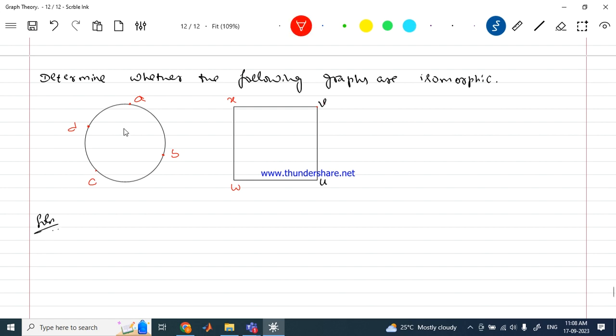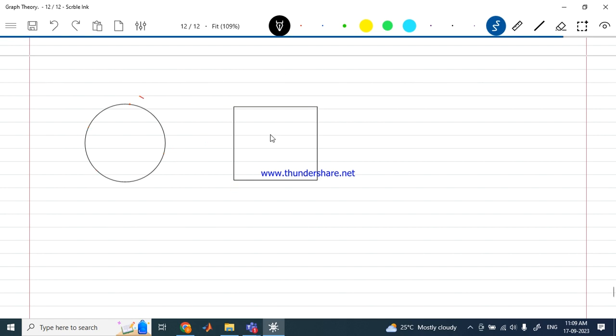Okay, this is my graph G1, and let me call this one graph G2. Now how you should prove the result, I am showing you that. First, check whether you have the same number of vertices. So 1, 2, 3, 4, same number of vertices. If you have the same number of vertices, only in that case isomorphism is possible. Please keep that in mind. One-to-one correspondence is possible only when the number of vertices in the first graph and second graph are the same.